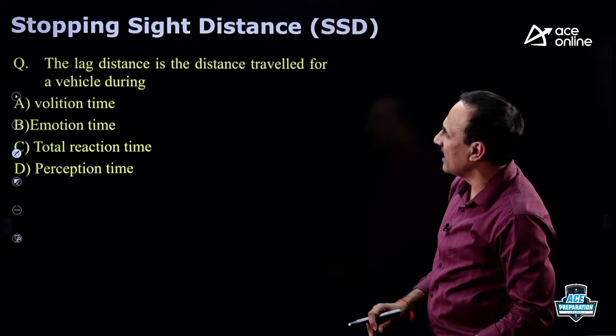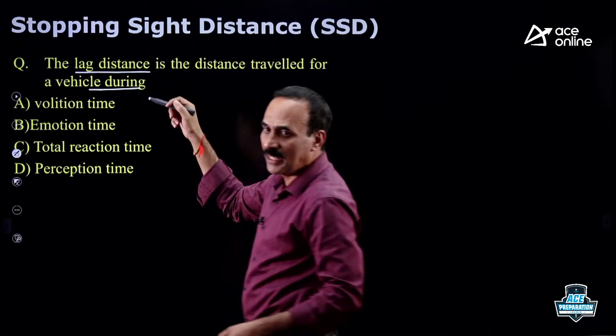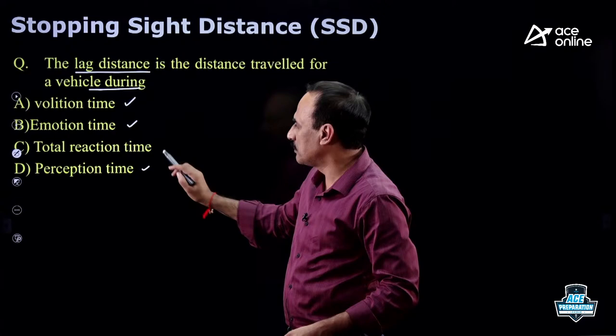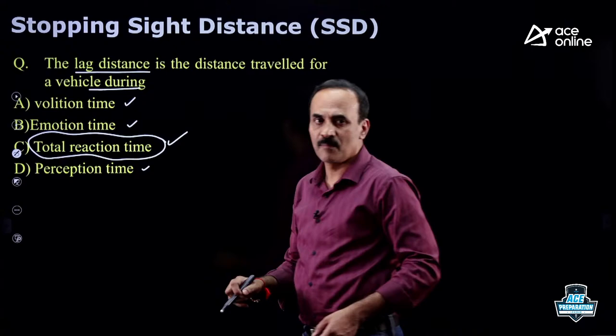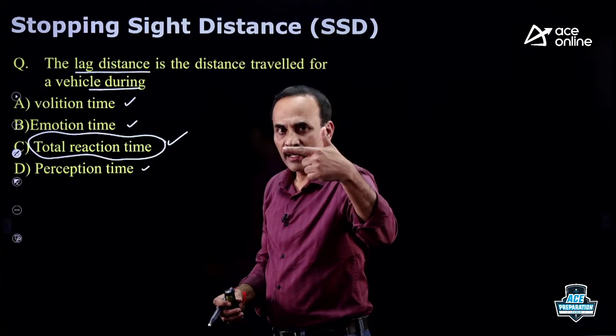Lag distance is the distance traveled by a vehicle during volition time, yes, emotion time, yes, perception time, yes. So all these things are included in the total reaction time. Lag distance is the distance traveled by the vehicle during total reaction time. It includes perception time, intellection time, emotion time, and volition time. Okay?